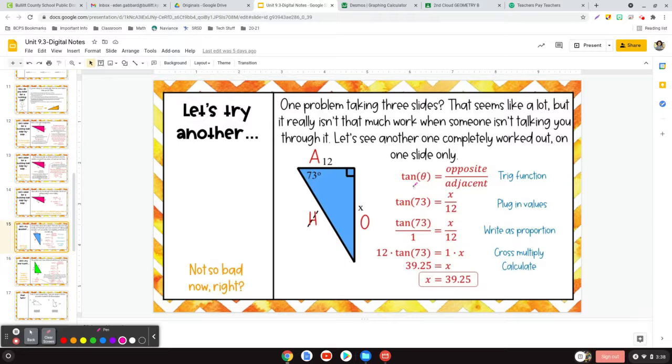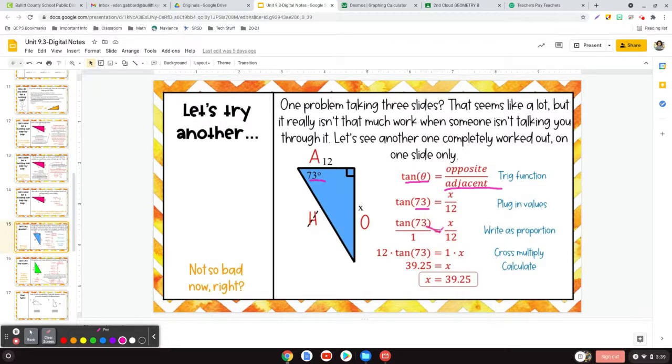We have, here's our tangent. We have our opposite over adjacent. Let's fill in our numbers. Our angle that we're working with, our theta, is 73. Our opposite is x, and our adjacent is 12. So the tangent of 73 equals x over 12. Well, just like we did before, we can put tangent over 1 to make it a fraction, just like x over 12, and we're going to cross multiply and solve from here.